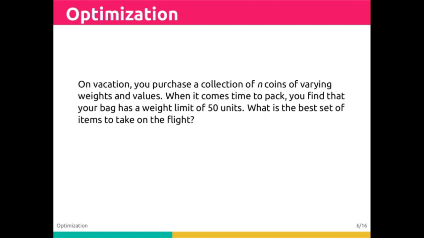When it comes time to pack, you find that your bag has a weight limit of 50 units. We'll leave this generic. But we can only take home some subset of these coins. Our problem then is, what is the best set of items to take on the flight? In other words, which collection within this full collection of coins maximizes our value while remaining within our weight limit of 50 units?